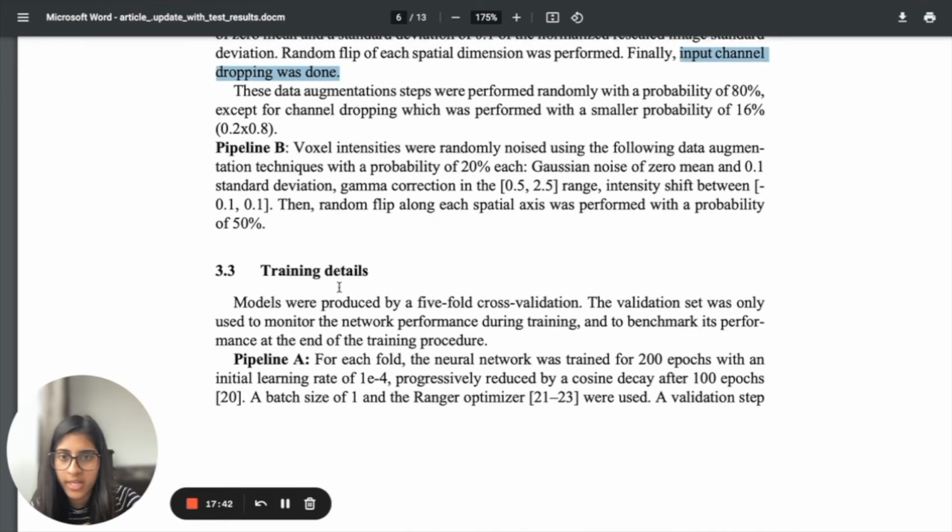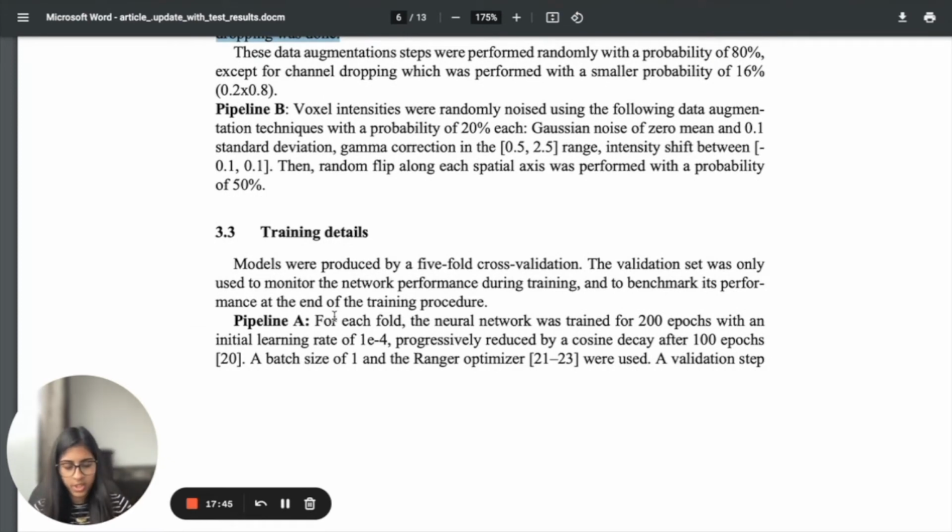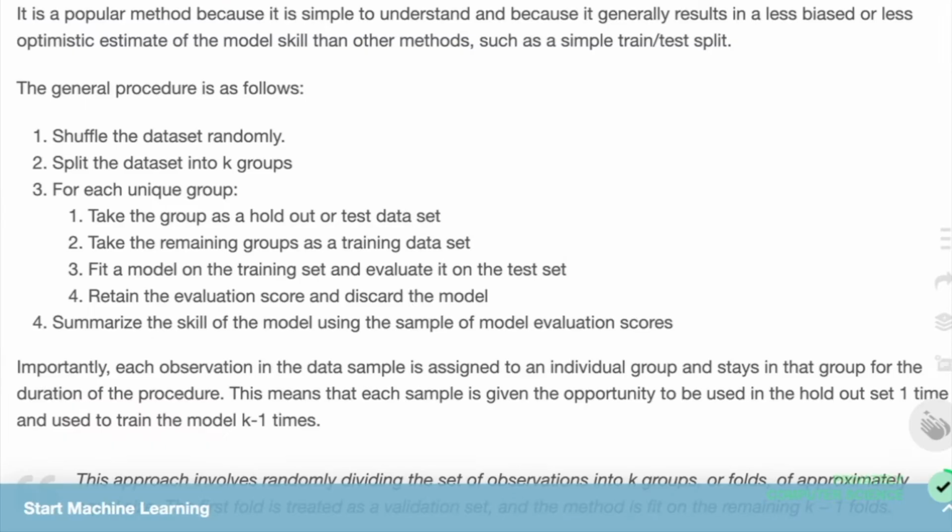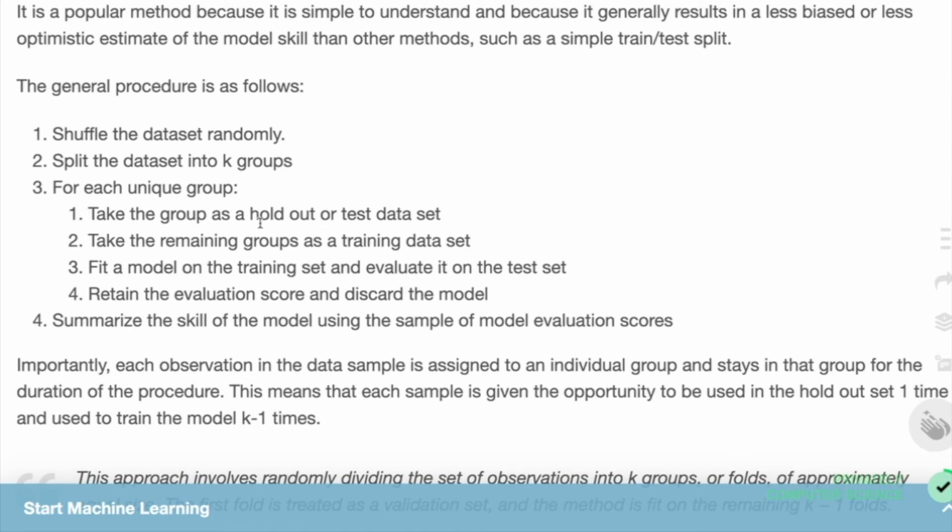A bit more about the training. They used a five-fold cross-validation. So I looked into cross-validation, and this was a really good article. If you have K-fold cross-validation, this is how it goes. You shuffle the data set randomly, then you split the data set, let's say it's a training data set, as it is in this case, into K groups. And then for each group, you take the group as a whole out as the test data set, and then you take the remaining groups as a training data set. But I don't know if this was applied to the training or the validation.